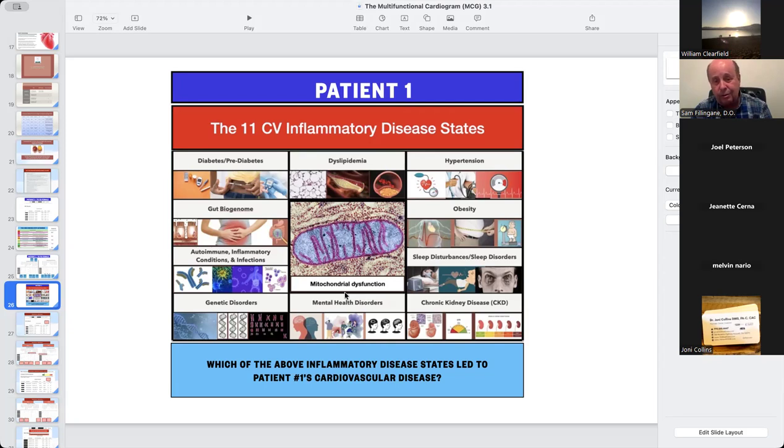If you were to guess, where do you think sleep disturbances and sleep disorders create inflammation? Does anyone have an idea? Brain? The brain. Well, yeah, it does come from the brain. It's primarily from a brain chemical standpoint.